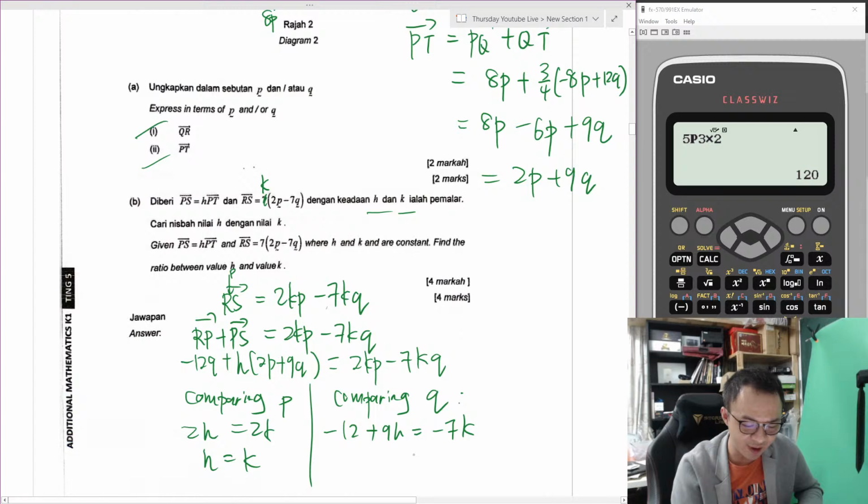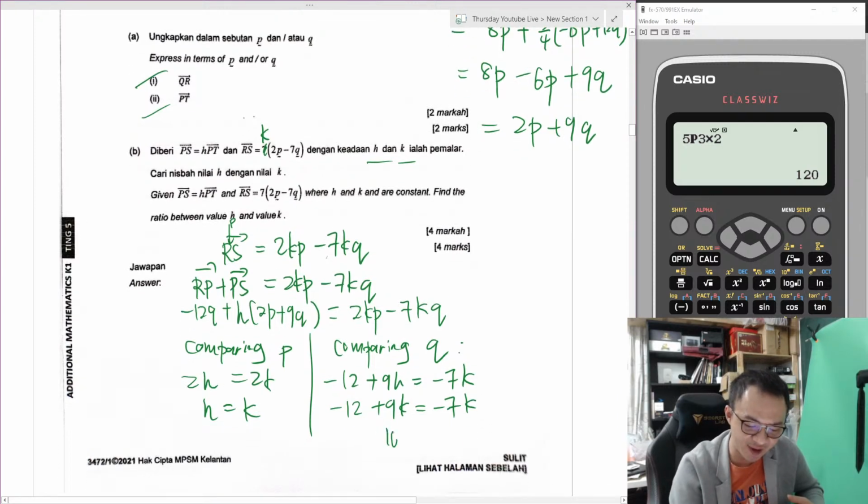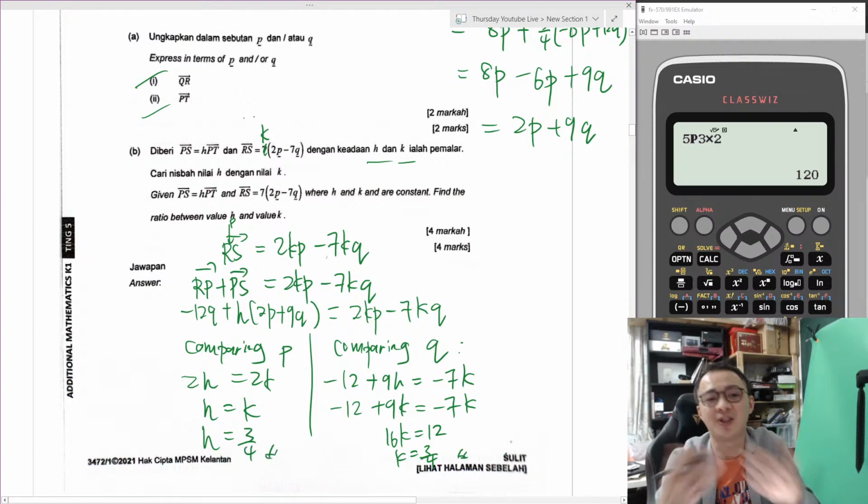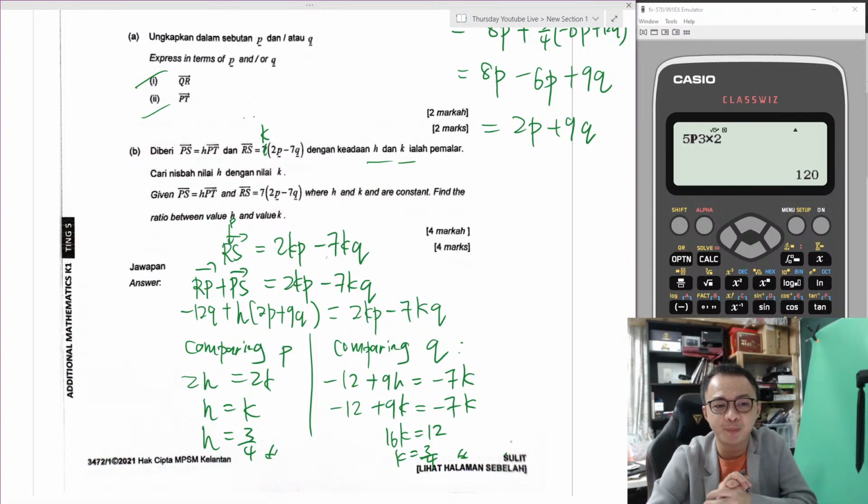So since H is equal to K, I can just sub the K into the H. Then I have 16K equals 12, K equals 3 over 4. So H will equal 3 over 4. Done. This is how I get H and K. Because H equals K, both values will be the same.